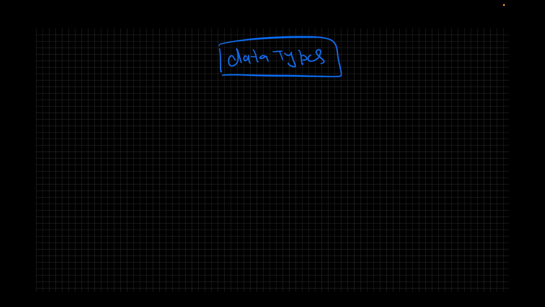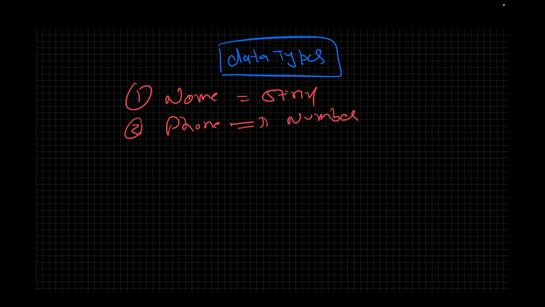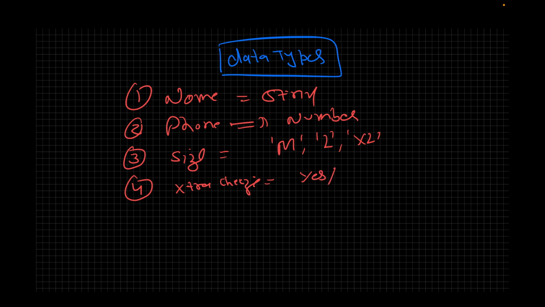So there were certain things involved here. If I look closely, number one, the name, was nothing but a string. Then the phone number that was asked is nothing but a number, because it contains only numbers. Then they asked us the size of the pizza. It could be a simple single character like medium, large, extra large, and so forth. Then they asked us about extra cheese. It was simply yes or no.